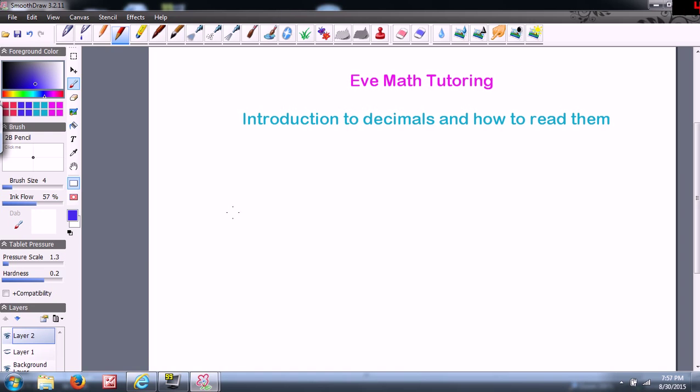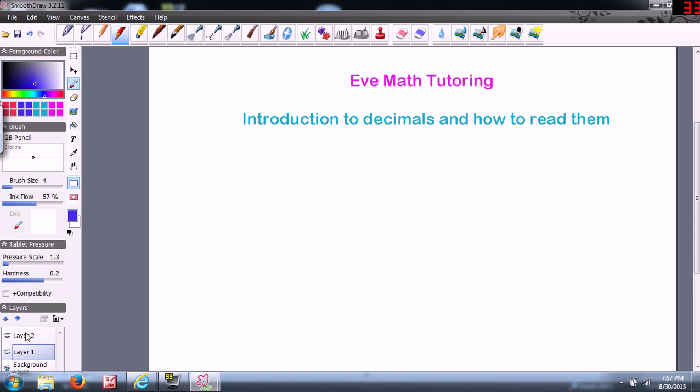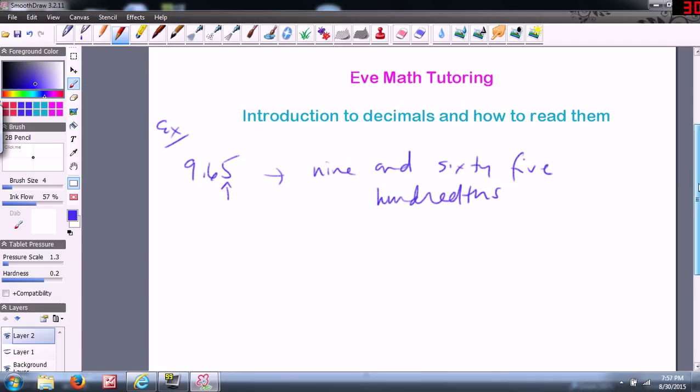So say you have the number 9.65. This would be read as 9 and, so this here is in the hundredths place on our chart. If we go back to the chart, as you can see, the second part is the hundredths place with a TH. So this would be 9 and 65 hundredths with a TH. Okay? 9 and 65 hundredths.